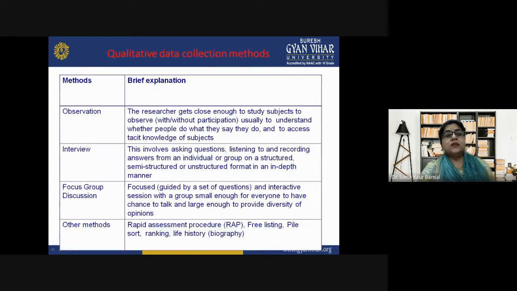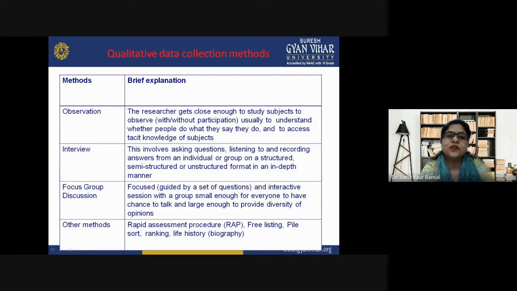Okay. So now, qualitative data collection methods. How is it done? If we are using a particular method in qualitative research, observation may be the method, or it is interview or focus group discussion or other methods. So when we are collecting data by observing a particular sample, the researcher gets close enough to study subjects to observe with or without participation, usually to understand whether people do what they do and to assess tacit knowledge of subjects. So this is how observation works brilliantly when we are talking about qualitative data.